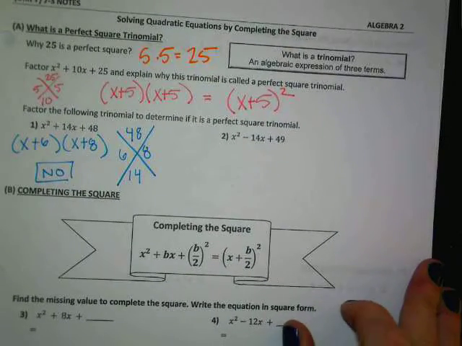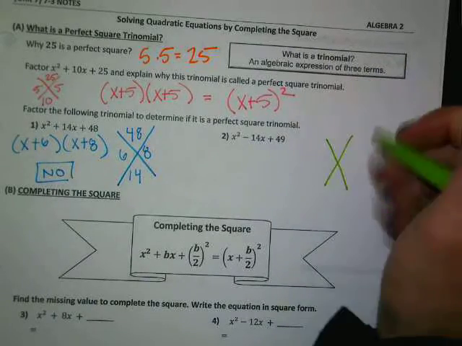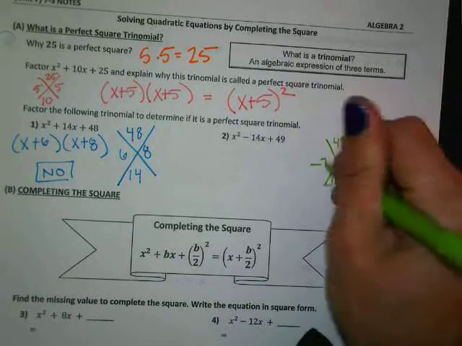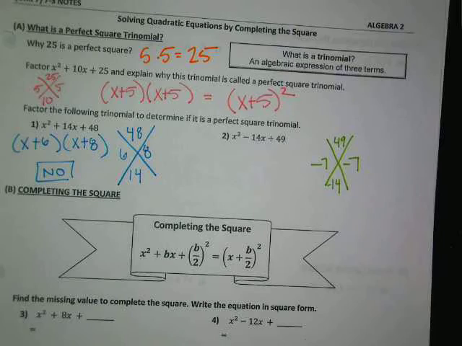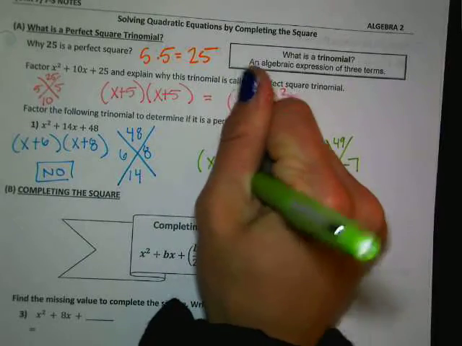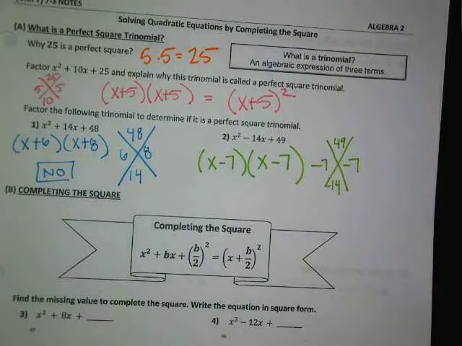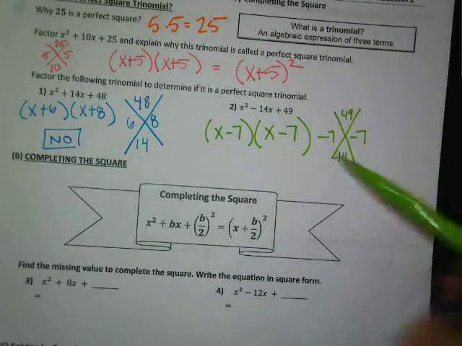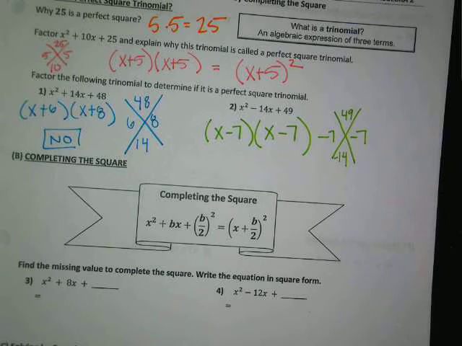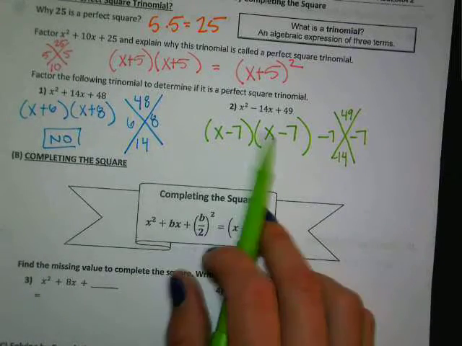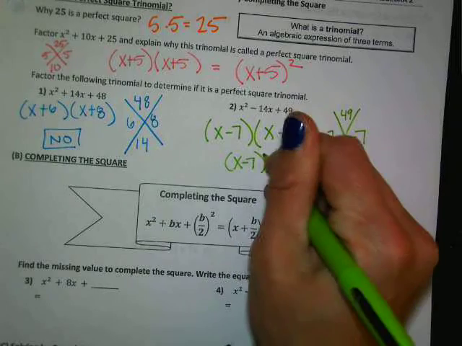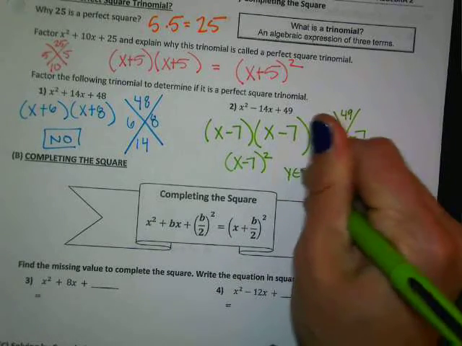Okay, on number 2. What two numbers multiply to give you 49? Negative 7 and negative 7. They both have to be negative because we want to make a negative 14, but multiply to get a positive 49. Hopefully the goal is you can just look at this and factor it in your head without having to write this step down. All right, so is this a perfect square trinomial? Yes, it is. So you can write it as x minus 7 squared.